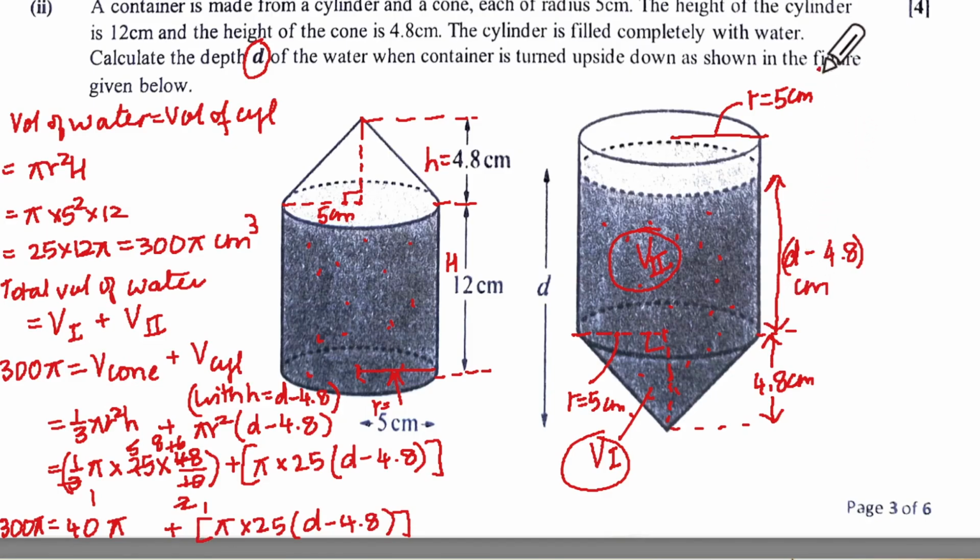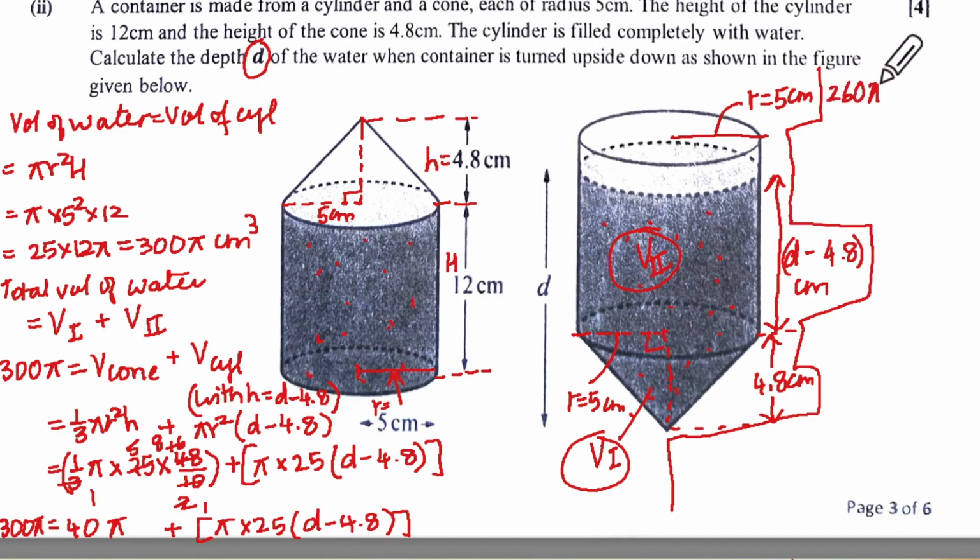Okay, so I'm coming here because I do not have space. What will I get? 260 pi? Yes, 40 pi goes this side. What will I get? 260 pi equal to 25 pi into d minus 4.8. Okay, pi and pi got cancelled. Then I'll have 260 upon 25 is equal to d minus 4.8. Did you understand? Not so bad, right?